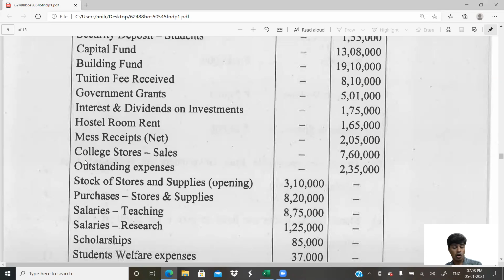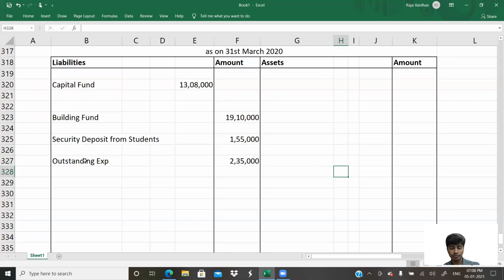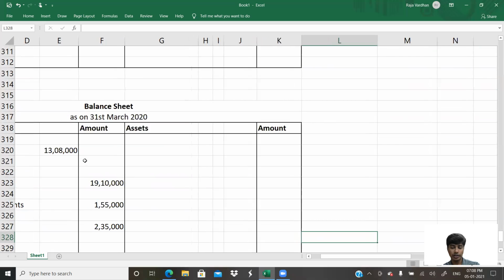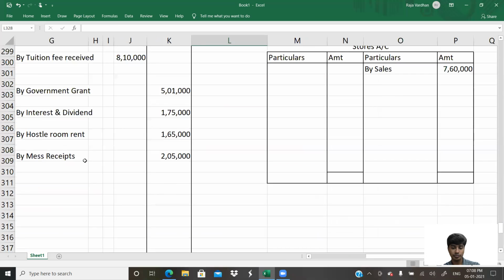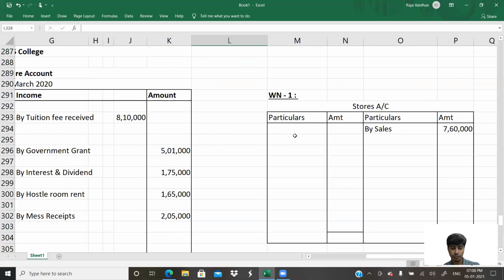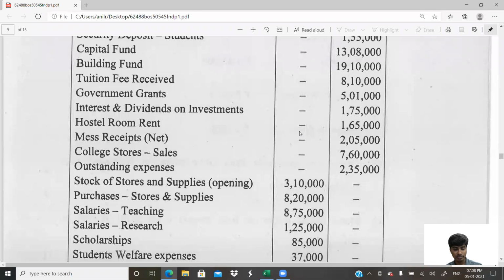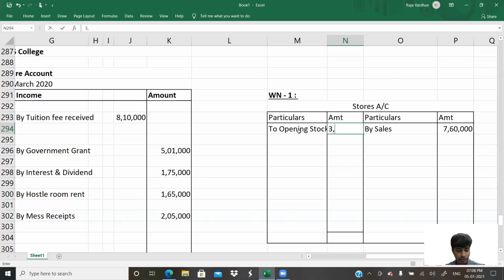After that, stock of stores and supplies opening. So this is our opening stock. How much? 3,10,000. In that working note, I will write it as 3,10,000 opening stock. This is last year's closing stock, this year's opening stock. Will it come in income and expenditure? No. Why? This is like opening stock in the trading account. It will not come in the P&L account. How much? 3,10,000.